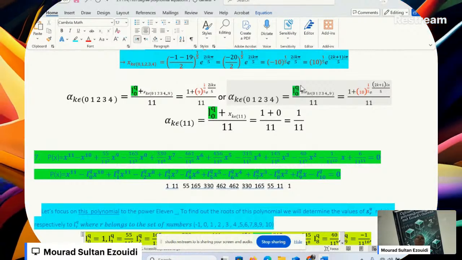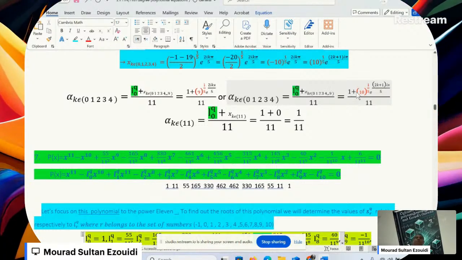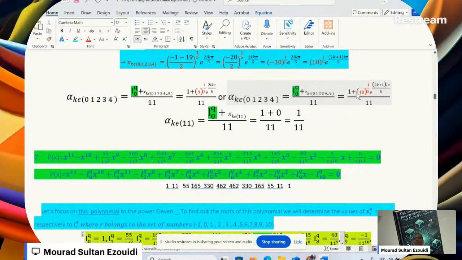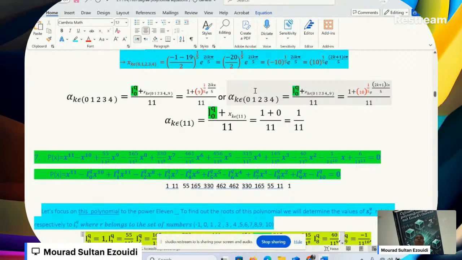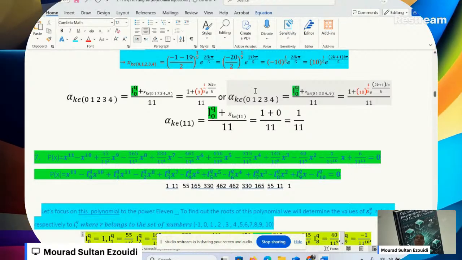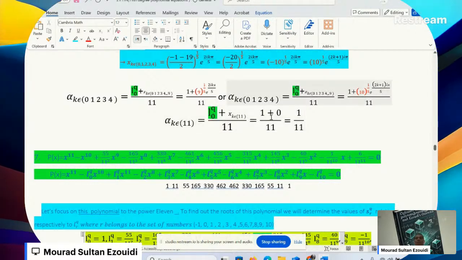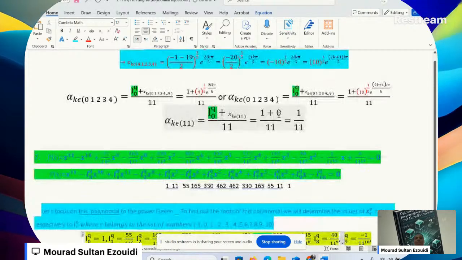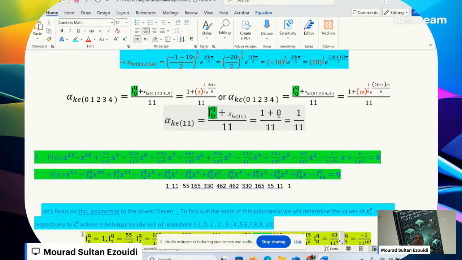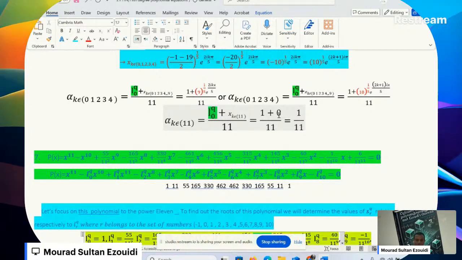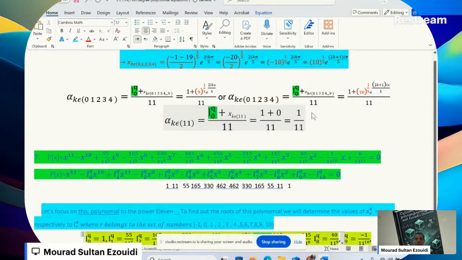So watch closely here. The roots will emerge one by one, each step perfectly justified. Again, I will repeat: watch closely. The roots will emerge one by one, each step perfectly justified. This is according to Professor Mourad Sultan Ezouidi. And if I give this example to ChatGPT, it can do it.